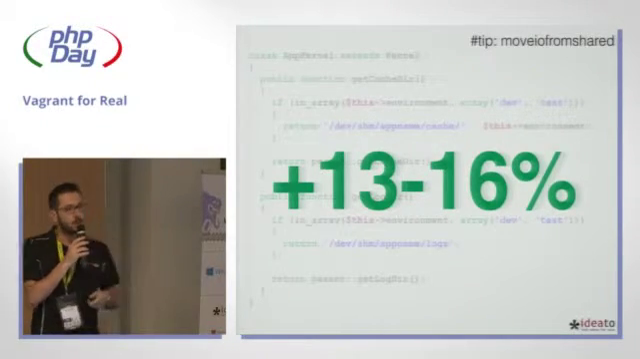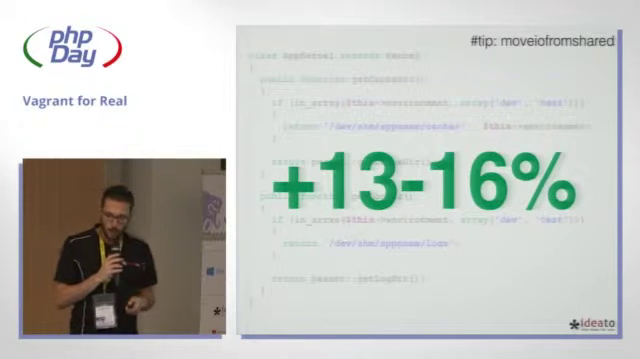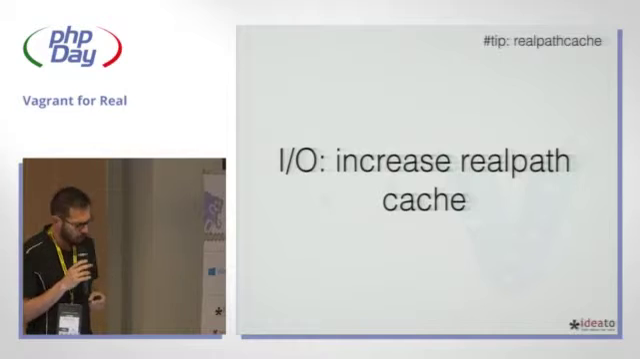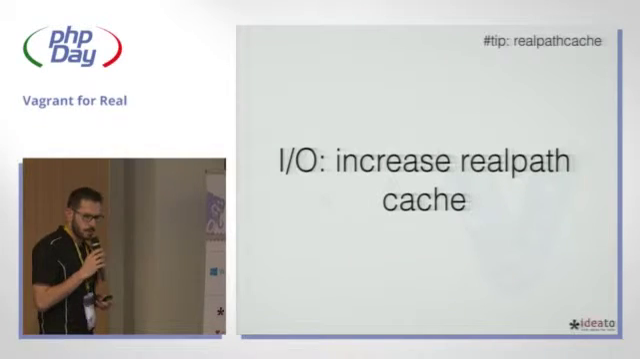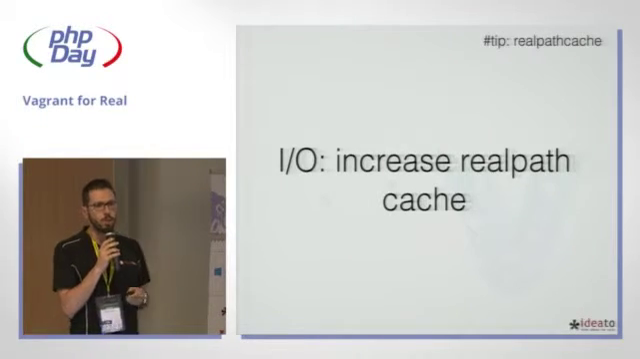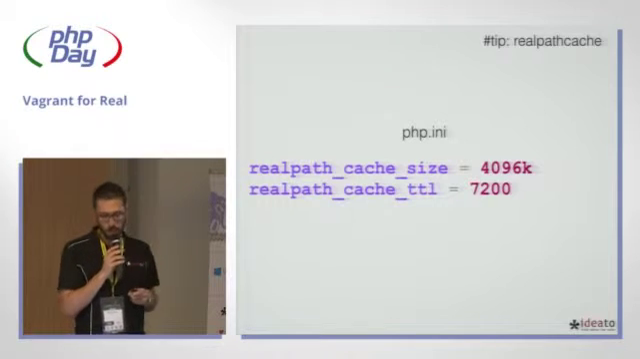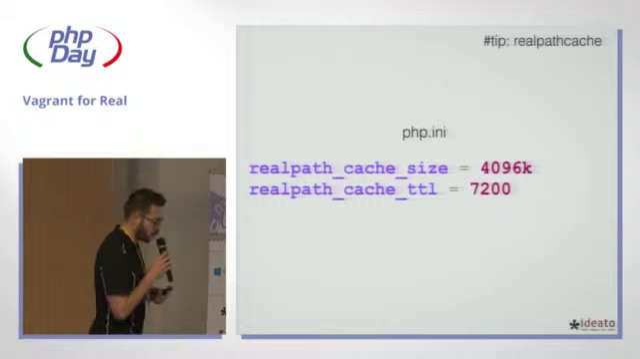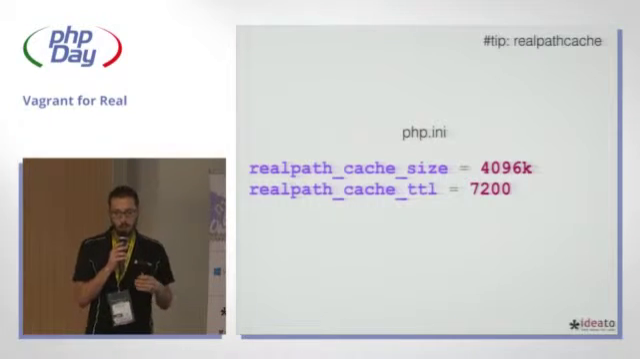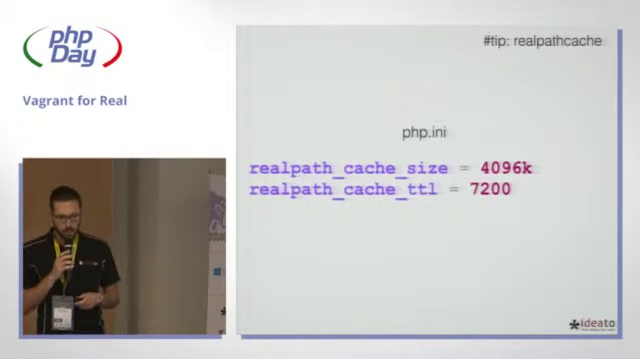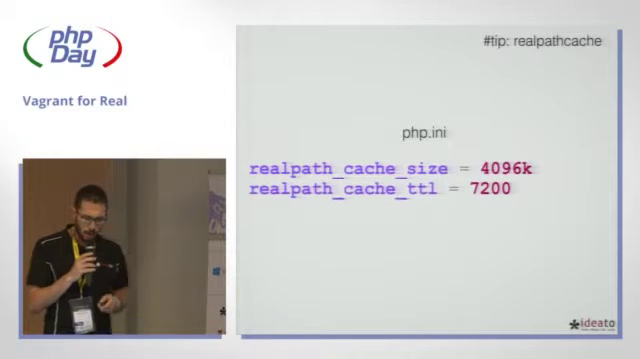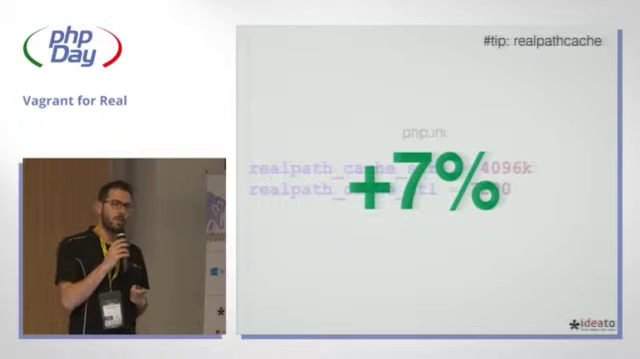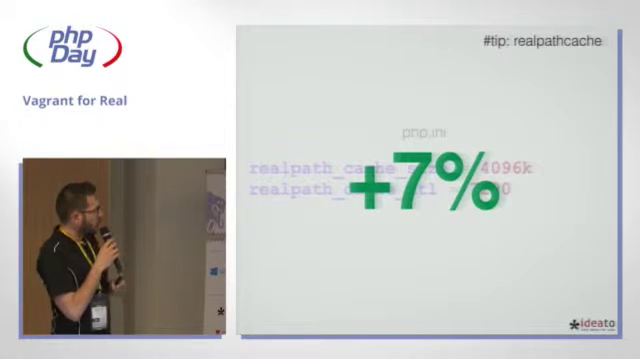Again, it's not bad in my opinion. Another tip is to try to increase the realpath cache, which is a setting you can tweak in the PHP configuration file. It's quite effective if you use a framework which is composed of a lot of files, like Symfony 2, let's say. By doing this, again, we experienced a performance improvement of about 7%.